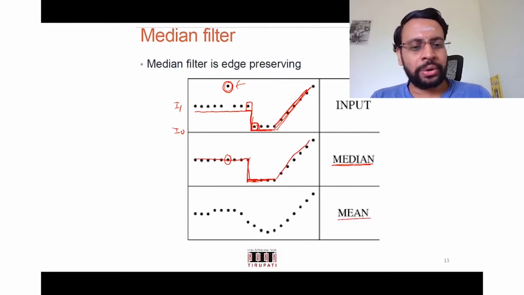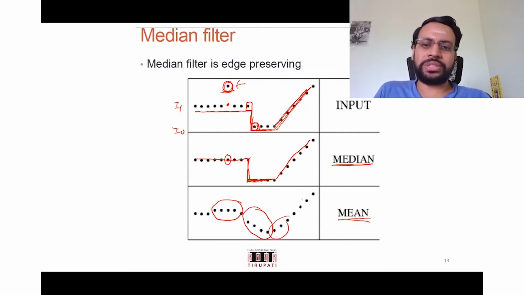On the contrary, if you apply a mean filter, one outlier intensity value is going to bring a change throughout all these values and also at all these points. It is also going to modify the profile. You could take a simple example and work it out for yourself.